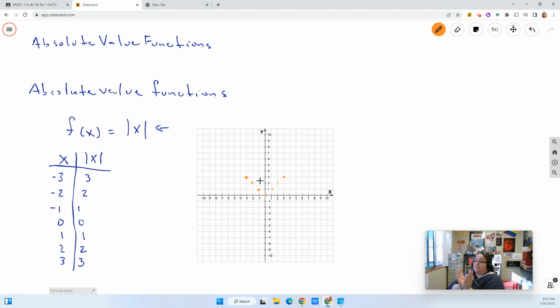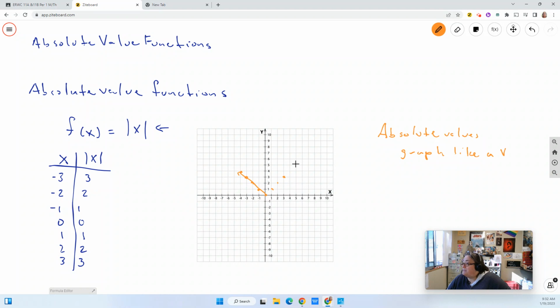When we graph these, they graph like a letter V. Absolute values graph like a letter V. So in quadratics and some things, you'll see curves. Absolute values are never curves. They're always like sharp V-like graphs.